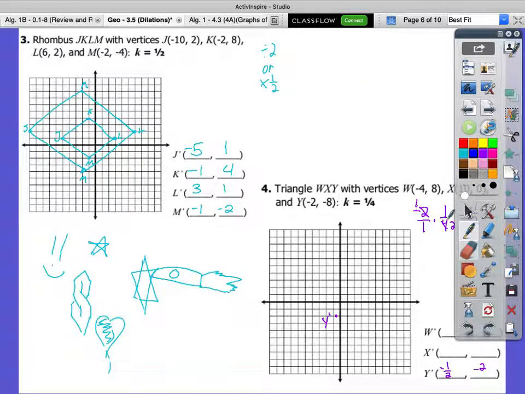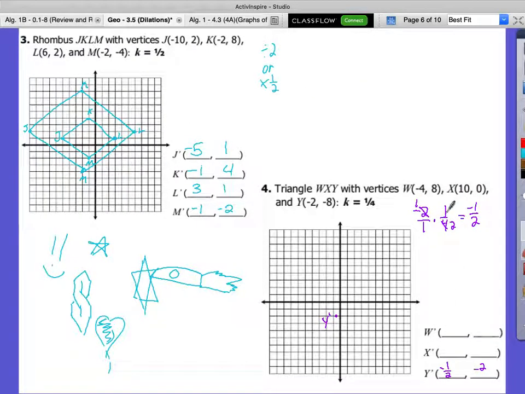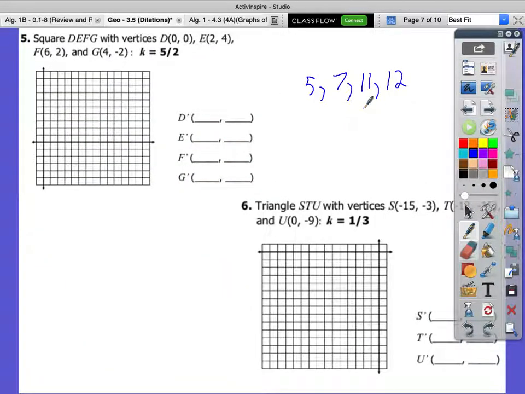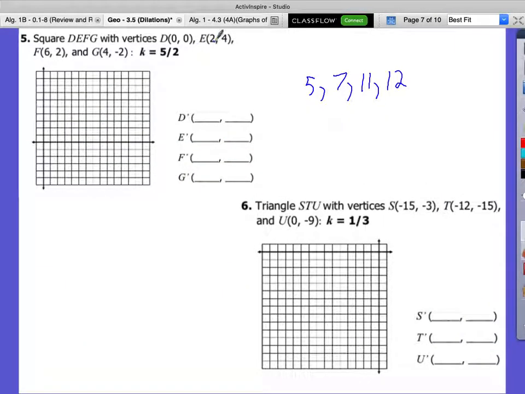I go through and multiply by 1/4, right? So you're going to do the same thing, it's just 5 over 2. If I were to do this first one, I would do 2 times 5 over 2. Does that make sense?